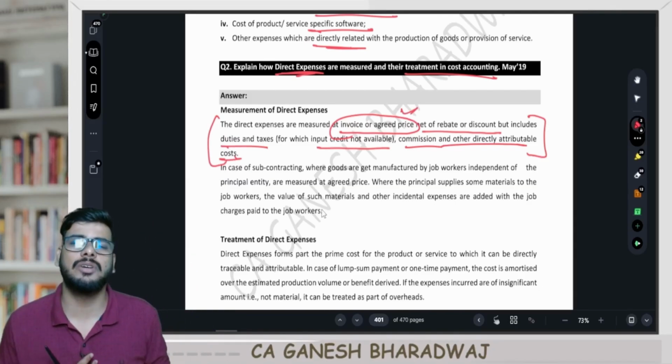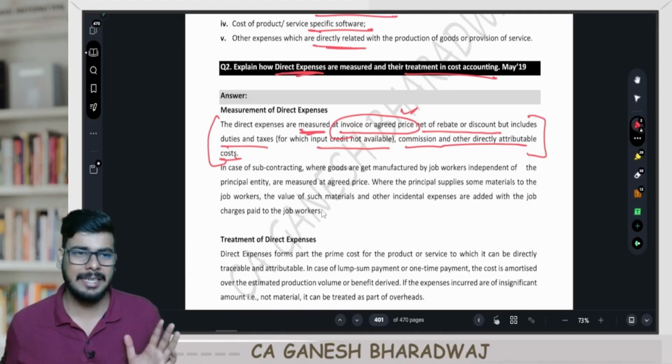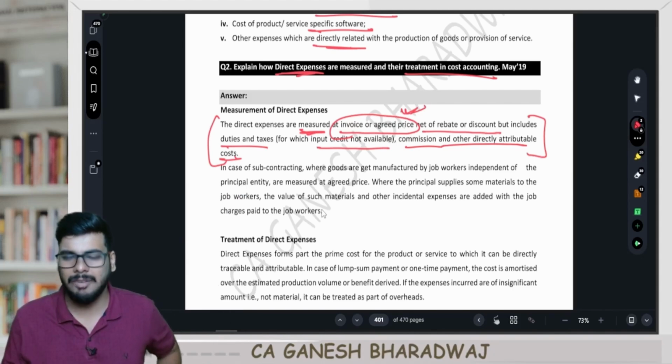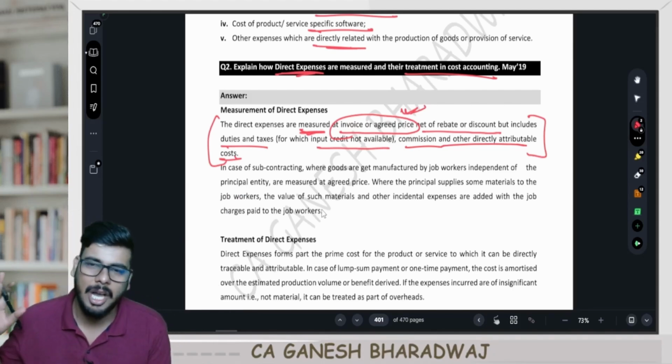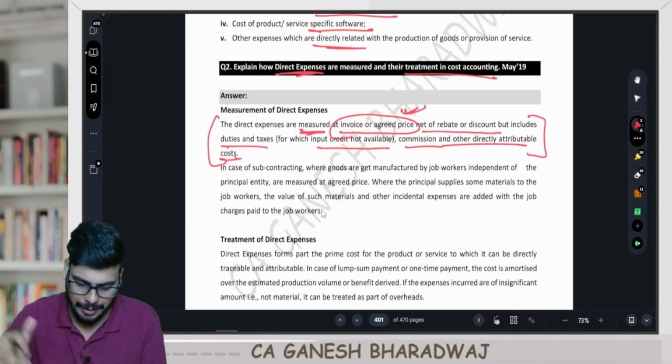I will get the value, correct, guys? Yes. So how are they measured? This is all they are asking for. Nothing great. Using the supporting document called invoice or agreed price. Are you clear with this? Out of the blue, you cannot say, so and so I am actually incurring so much. No, you need to have a supporting document. That's what they are mentioning.